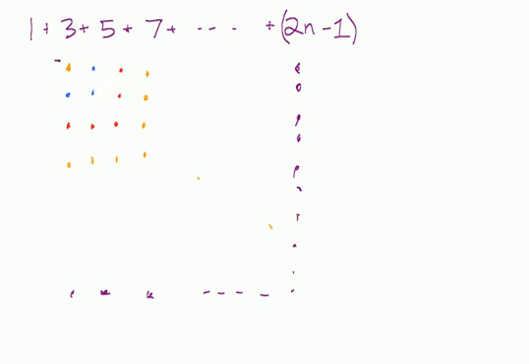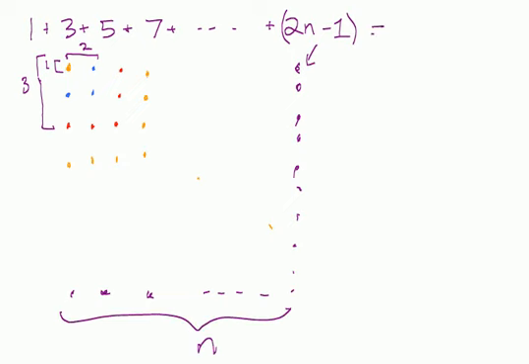At 1, the side of the square is 1. For 3, the side of the square is 2. For 5, the side of the square is 3. So if you're looking at these purple dots as the 2n minus 1, the side of the square is n. This sum is n squared.